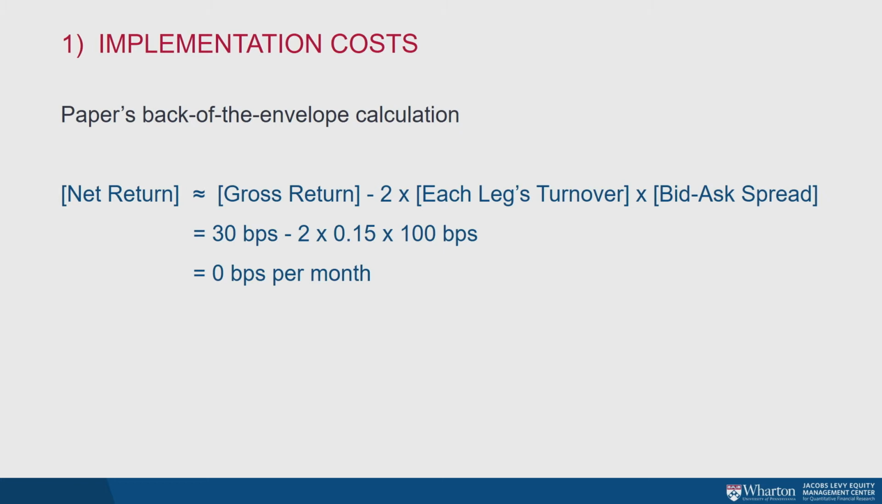So first of all, if we think about implementation costs, the paper's back of the envelope calculation, which Andrew had on his slides earlier as well: what are net returns? Well, you take gross returns, you take into account how much you're turning over, and you have some notion of implementation costs. So back of the envelope here is 30 basis points per month gross return. I'm obviously turning over both sides, 15% of turnover per month, and the implementation costs are more or less 100 basis points, and this is for the post-publication period. So 30 minus 30, 0, we can all go home.